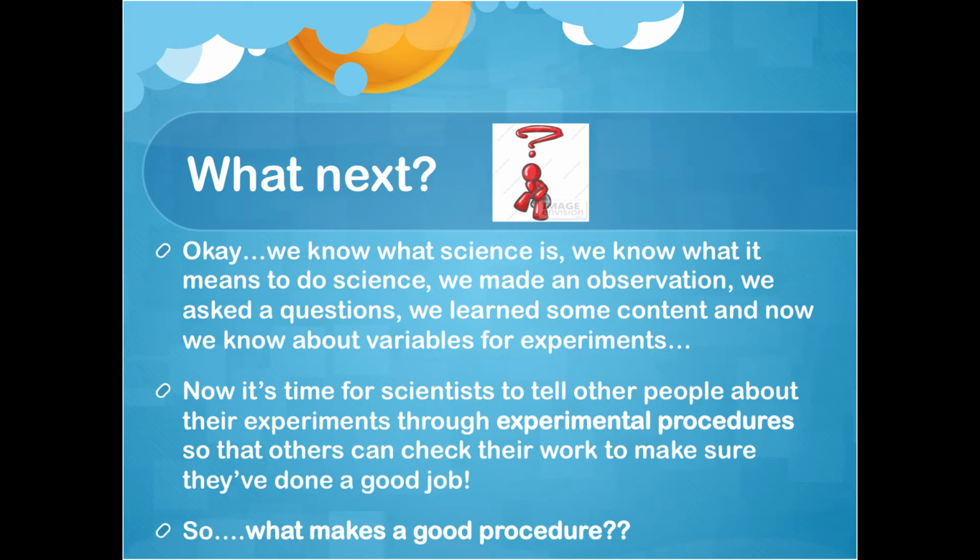All right, so we have been talking a lot about what science is. We know what it means to do science. We made an observation, we asked questions, we learned some content, and now we know some stuff about variables for experiments. So the thing we need to do next is tell other scientists or other people about the experiments that we have been doing. And that means we're going to learn some things about experimental procedures.